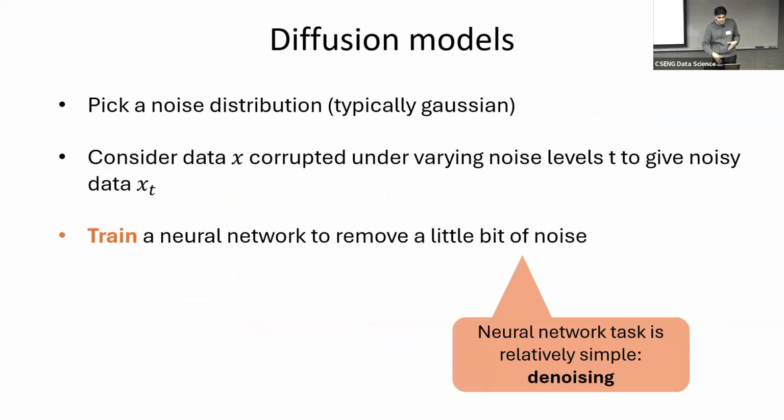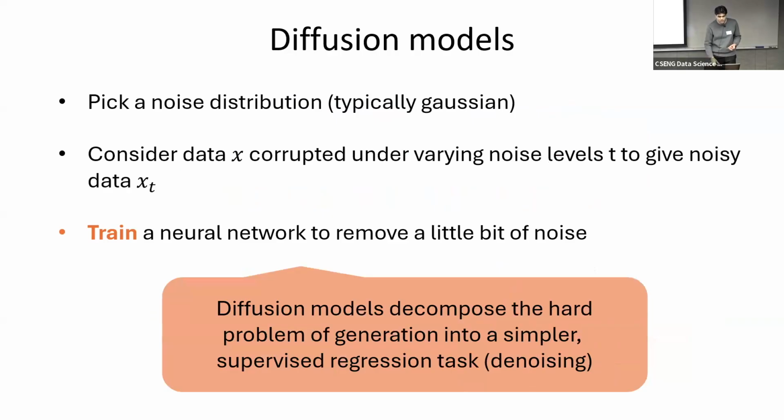And this gives away to all of us, the task of the neural network now becomes this denoising task. This is the idea about iterative refinement: we have converted the problem of generation into the relatively simpler task of supervised regression, which we know how to do, which is denoising in this case.